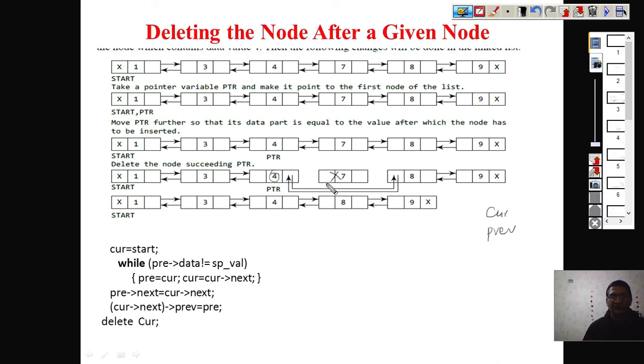This is something I want to make my criteria. Or you can say I want to delete the fourth node. So 1, 2, 3, fourth node you want to delete. So you can give any criteria based on your requirement. So let's say I want to delete a node which comes after a node whose value is 4. So I keep on searching.